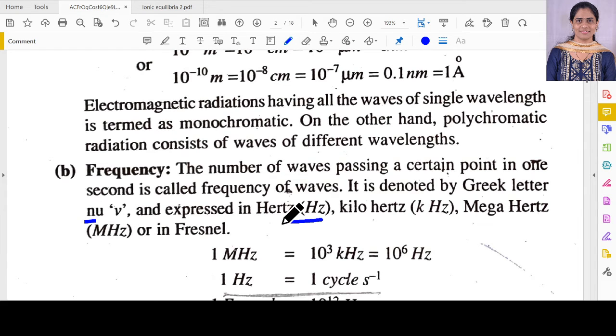It is expressed in hertz. Hertz simply, what is it? It is cycles per second. Okay, hertz is cycles per second. So depending on how many cycles are there, it can be kilohertz, megahertz, and so on.